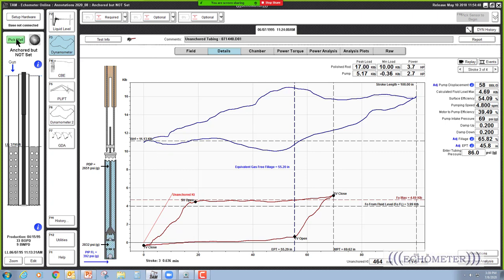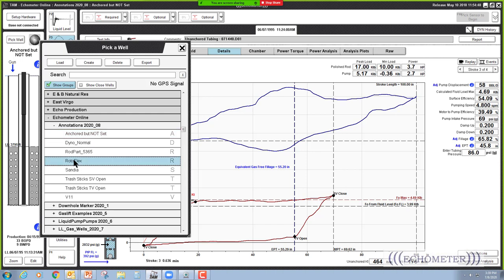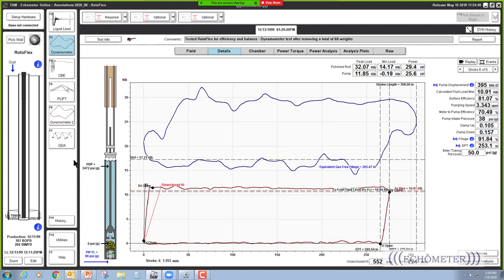Now, if we go into the Rotoflex well and pick that one, this one has a tight pump clearance. If you look at the unanchored line, this is where the pump card would run on the red line if it were unanchored, so it's to the left of the tubing movement line. It's this distance from that point right there to that actual measured point. The reason it's leaned over is due to slippage. The tubing's anchored, but there's slippage.